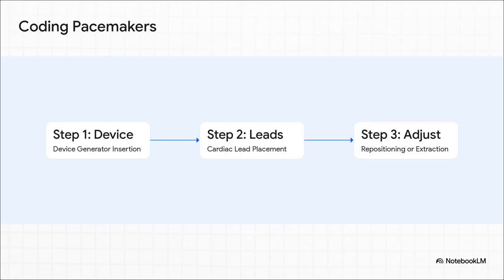Okay, for our final procedural category, let's walk through the logical steps for coding cardiac pacemakers and AICDs, automated implantable cardioverter defibrillators. Coding these devices is practically a multi-step dance. Step 1. You code the insertion of the device generator itself, making sure to specify if it's a single, dual, or biventricular device. Step 2. You code the placement of the cardiac leads, mapping them to the specific heart chamber, like the right atrium or left ventricle. And finally, Step 3, you have to capture any necessary repositioning or extraction of old components. You need the whole shebang.